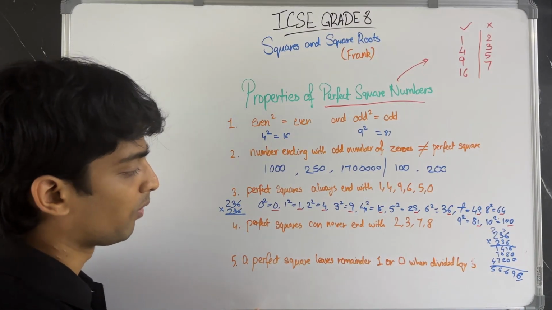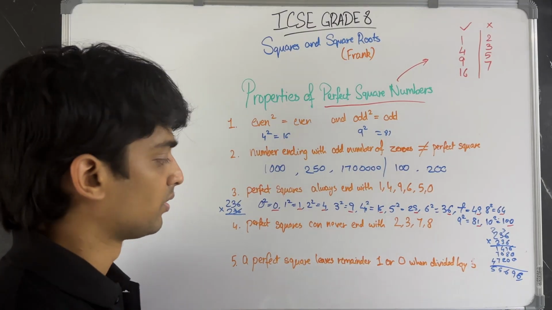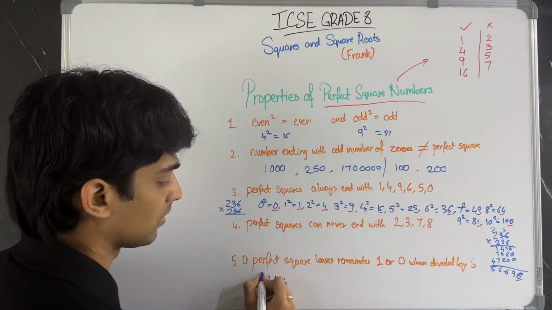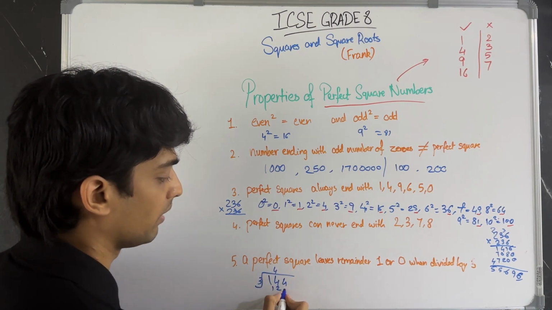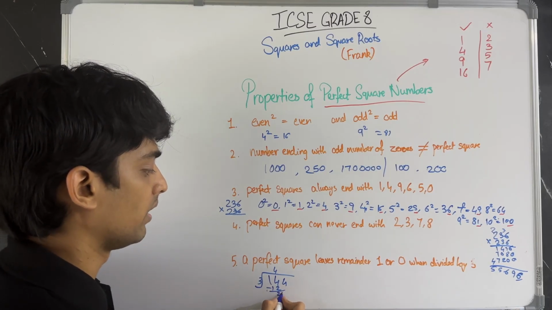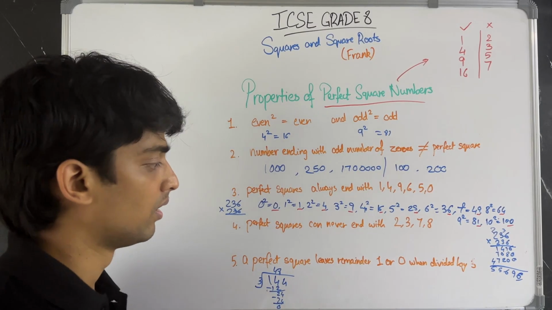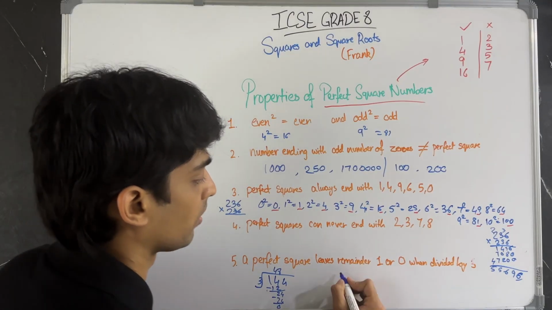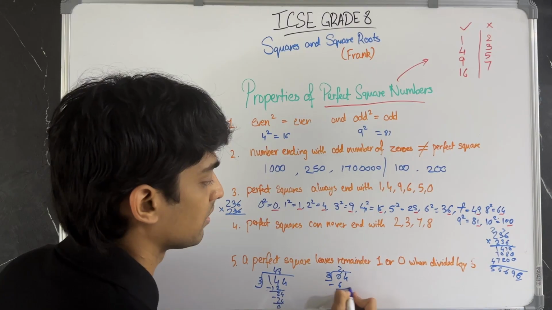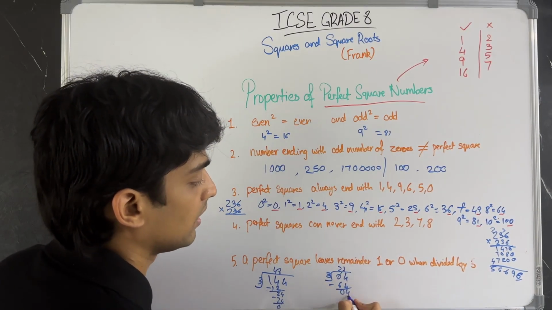Last one. A perfect square leaves a remainder of 1 or 0 when divided by 3. So let's divide 144 by 3. We get 3 4s are 12, 24. 3 8s are 24. So the remainder is 0. Let's take 64. 64 divided by 3: 3 2s are 6, minus, 4. 3 1s are 3. Now here the remainder is 1.